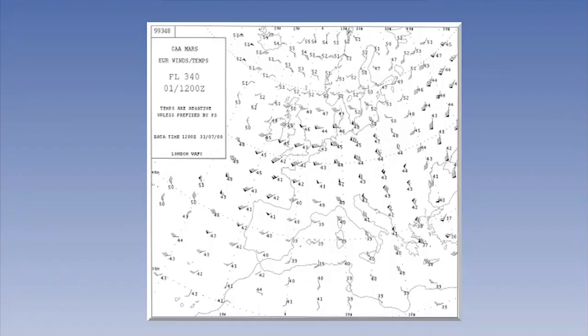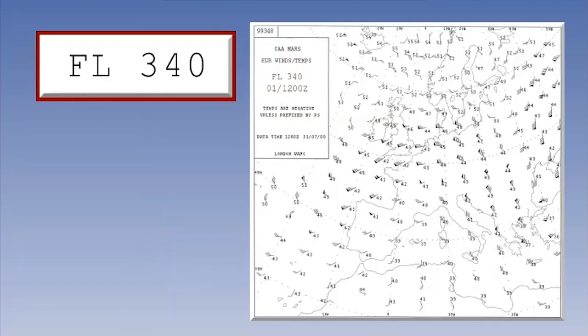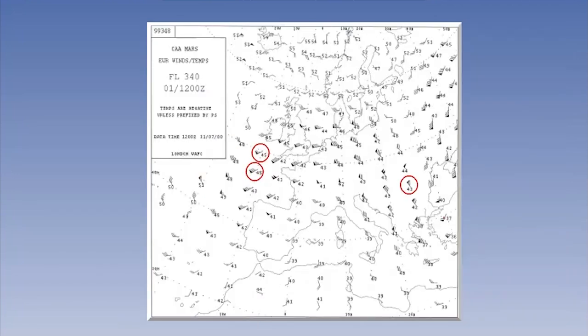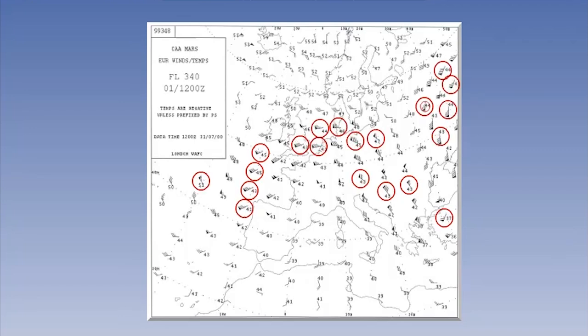Shown here is an upper air spot wind and temperature chart for flight level 340, approximately 34,000 feet above mean sea level. We can decode the wind speed and direction in the same way we did for the surface winds. The thick black triangles represent 50 knots, the thin black lines 10 knots, and the half-length black lines only 5 knots. Remember that a jet stream has a wind speed in excess of 60 knots.